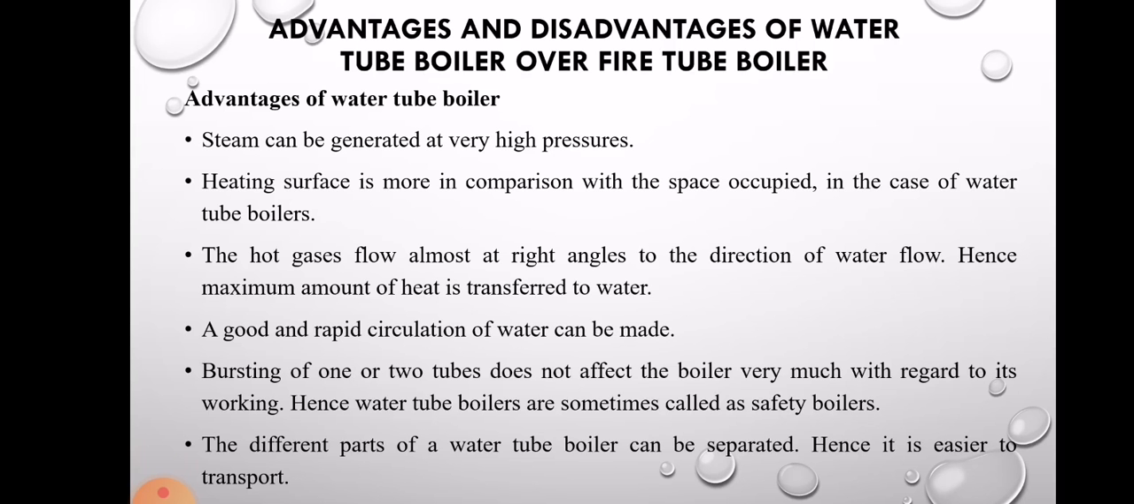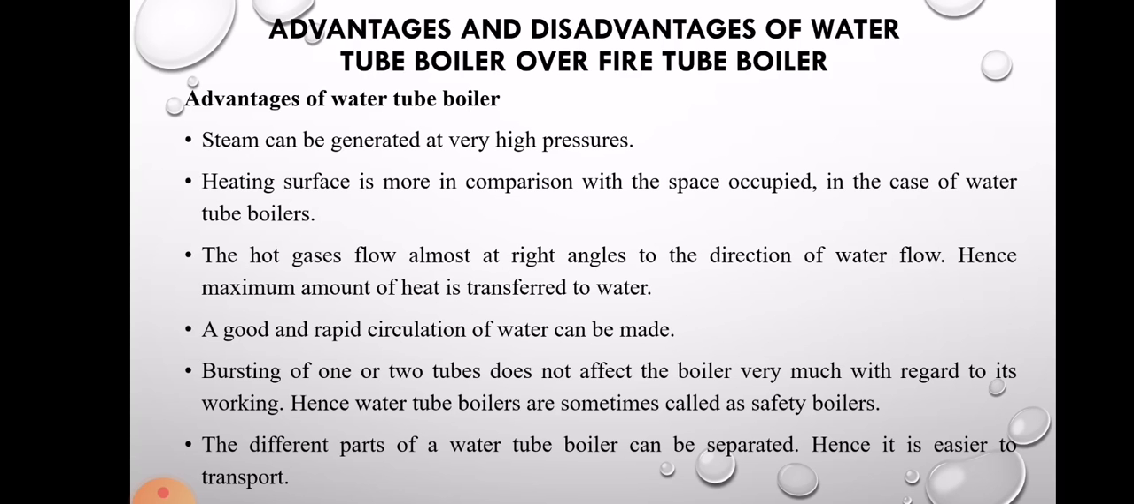As we all know, water tube boilers are those in which water flows through the tubes, and in fire tube boilers, the flue gases flow through the tubes, and these tubes are surrounded by water. Generally, it is understood that Babcock and Wilcox boiler is a water tube boiler and a Lancashire boiler is a fire tube boiler.